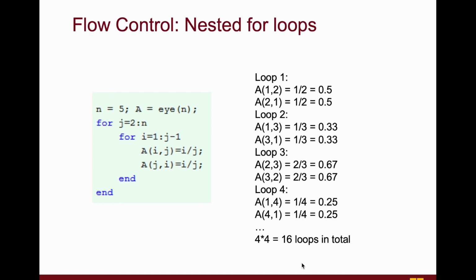Again, pay attention to the order. The inner loop has higher priority in execution. So you need to execute all i variables first before you increment the j variable, which is the outer for loop.